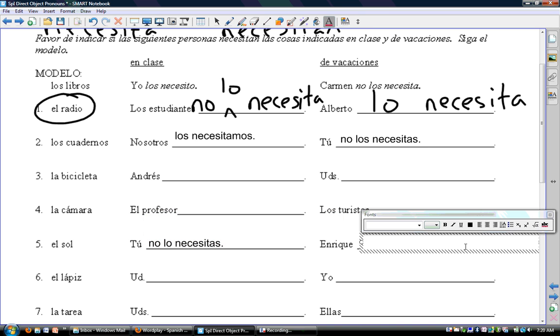Over here, it's talking about Enrique. So does he need sun when he's on vacation? Well, he probably does. It would be a pretty crappy vacation if he didn't have sun. So we won't need to put no. We're again talking about sun, which starts with L, but we change that to lo. We want it to mean it. And then since it says Enrique, that's the same as saying he, or necesita.